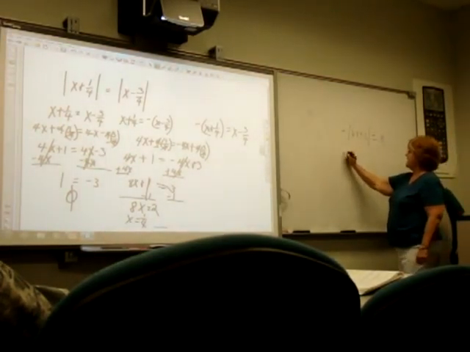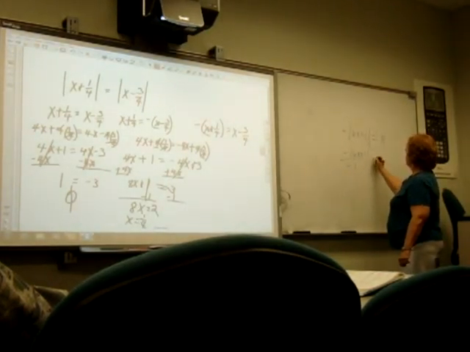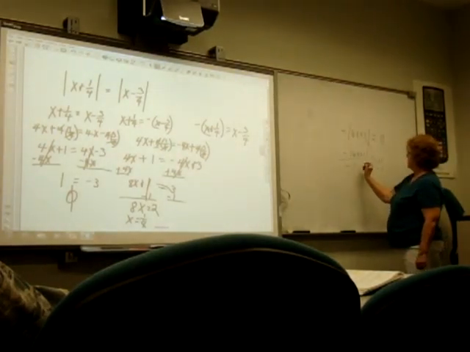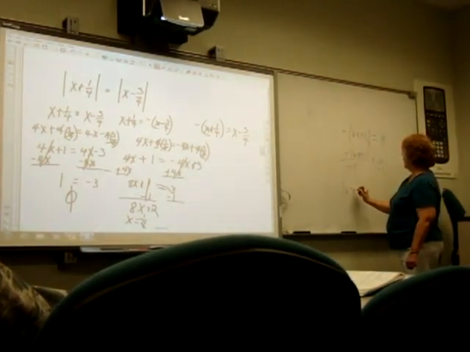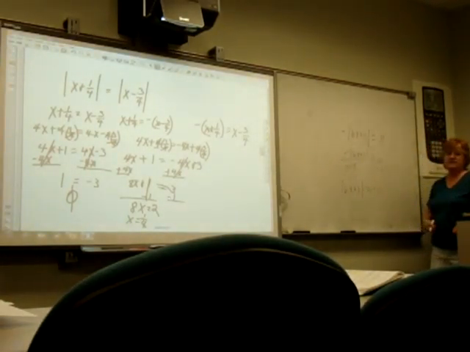To get rid of that negative, we divide both sides by negative 1. That becomes absolute value of 6x plus 1, which is what I was looking for, is equal to a negative 11. Now what are you going to do?